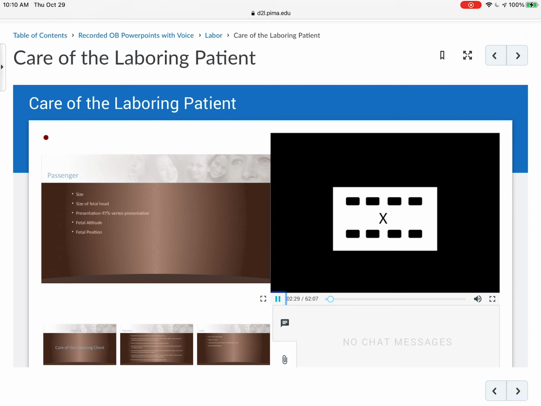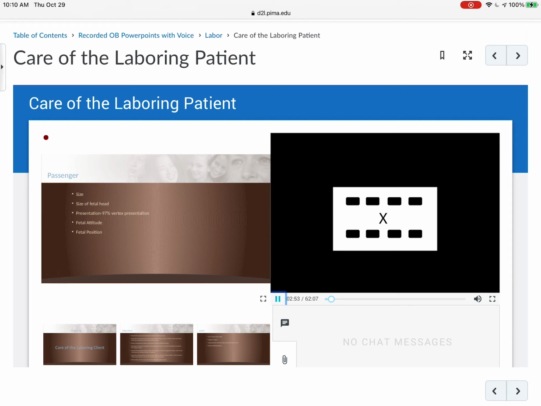Let's look a little bit more closely at the passenger. The size of the baby has a lot to do with how that patient's labor is going to be. I can ask each of you, would you rather deliver a 7-pound baby or a 10-pound baby? Yes, the size of the baby and the size of the head has a lot to do with how your labor is going to be.